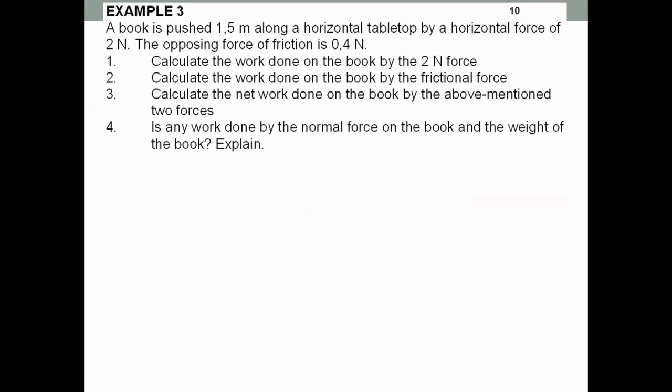Let's consider example number 3. A book is pushed 1,5 meters along a horizontal tabletop by a horizontal force of 2 newtons. The opposing force of friction is 0,4 newtons. Number 1, we must calculate the work done on the book by the 2 newton force. Number 2, we need to calculate the work done on the book by the frictional force. Number 3, we need to calculate the net work done on the book by the above mentioned 2 forces. Number 4, is any work done by the normal force on the book and the weight of the book? You must explain.